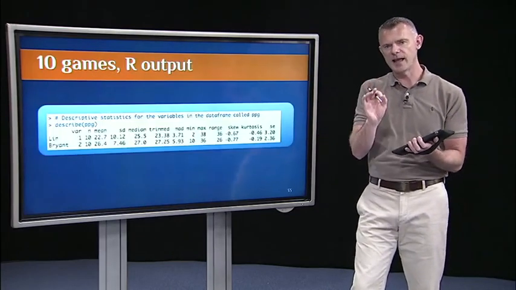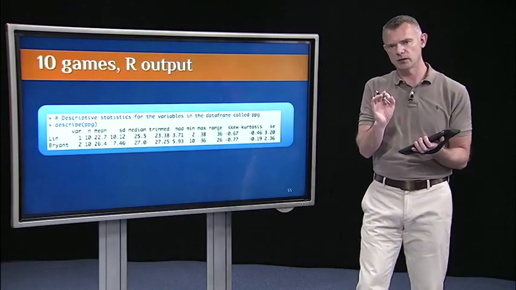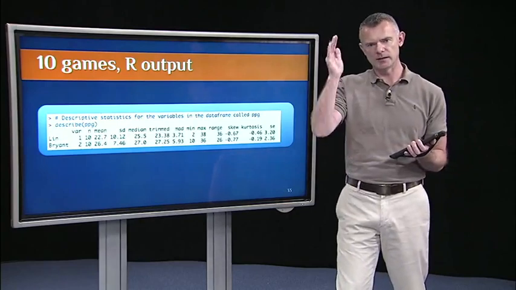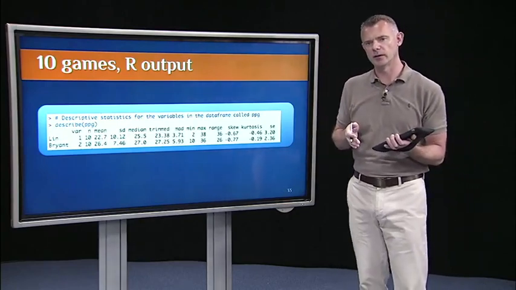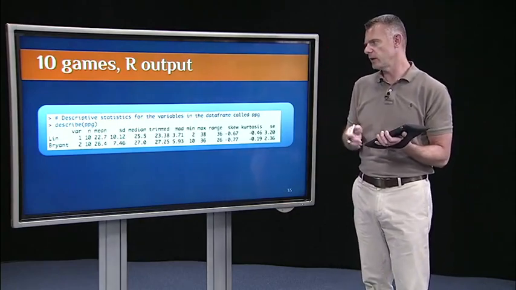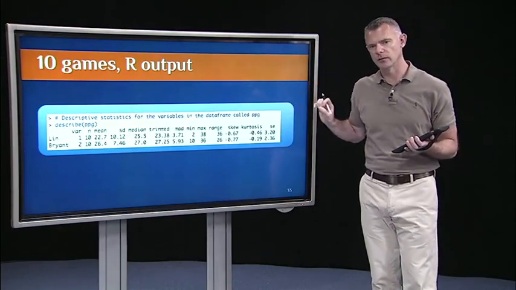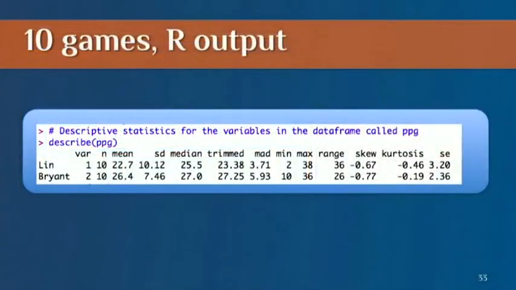So if we take the 10 games that I just looked at for Jeremy Lin and we compare 10 games from Kobe Bryant during that same stretch of time, this is our output. You're now familiar with this after going through the first lab, and hopefully you're working on the first homework. What you see is here's the mean for Lin and here's the mean for Bryant. So Jeremy Lin was averaging 22.7.